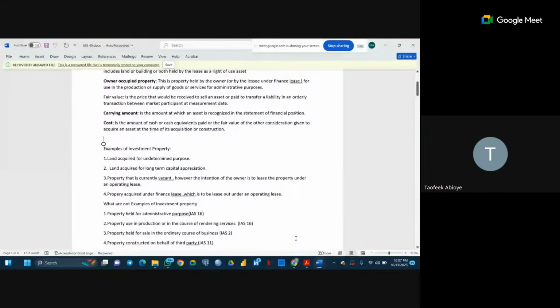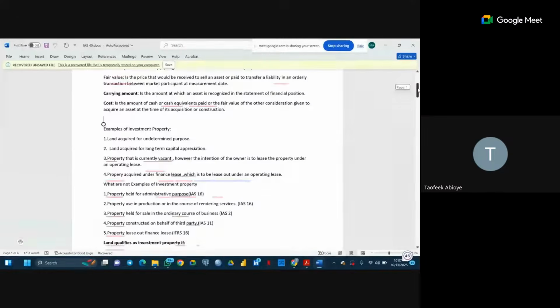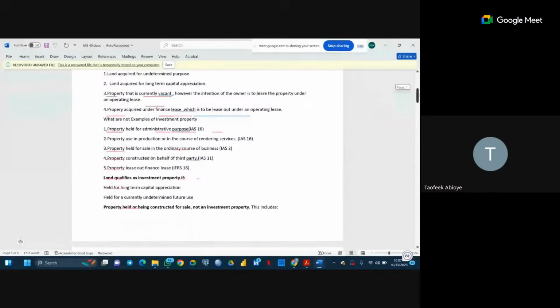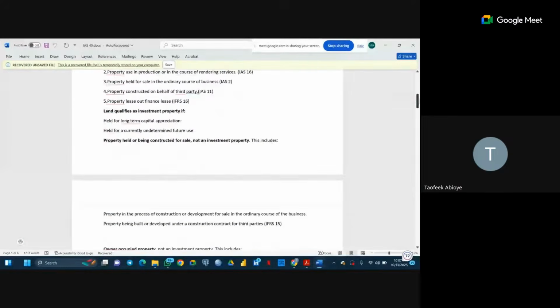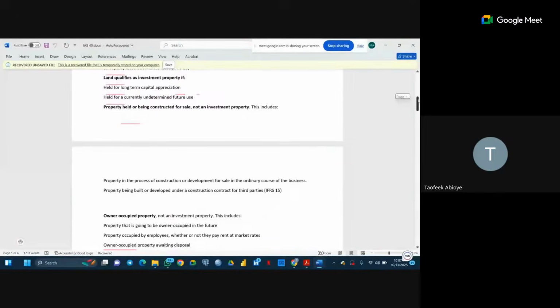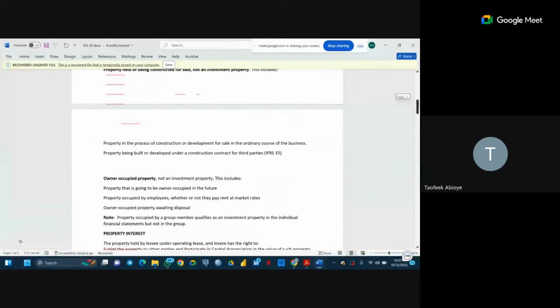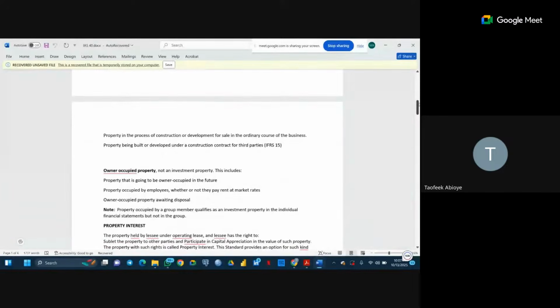So these are the examples of property that are not investment properties. Land qualifies as investment property if held for long-term capital appreciation or for currently undetermined future use. Property held or being constructed for sale is not an investment property. These are what we should know based on our discussion. Owner-occupied property is not an investment property, definitely.